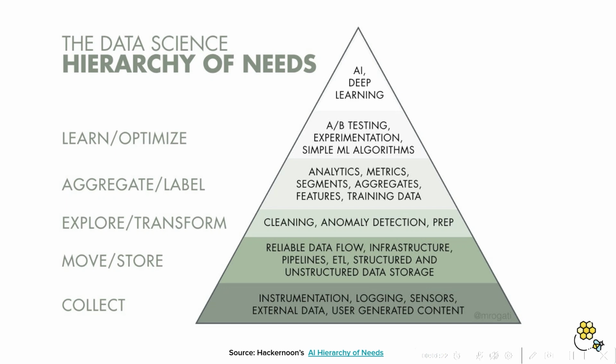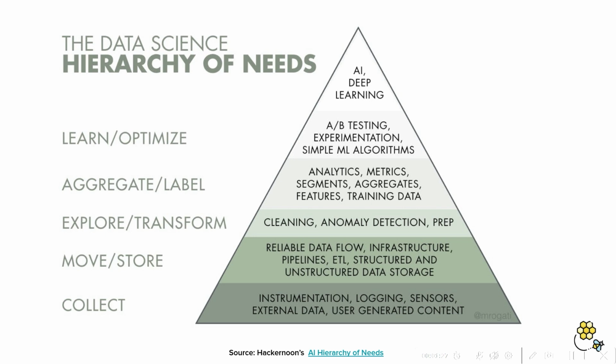By understanding the hierarchy of needs, society as a whole can better address the needs of individuals to create more fulfilling and productive environments. In many of the same ways, we can construct a data science hierarchy of needs. And by the way, this is courtesy of our friends over at HackerNoon, who put together this excellent visual. At the lowest level of the data science hierarchy of needs is the collection of data, which includes things like instrumentation, logging, sensors, and external data.